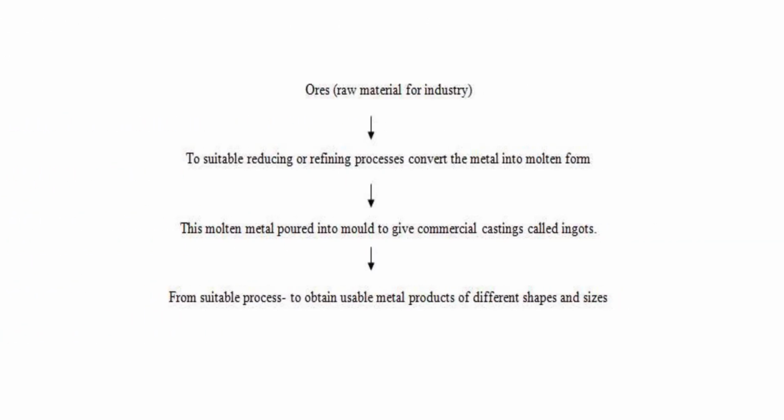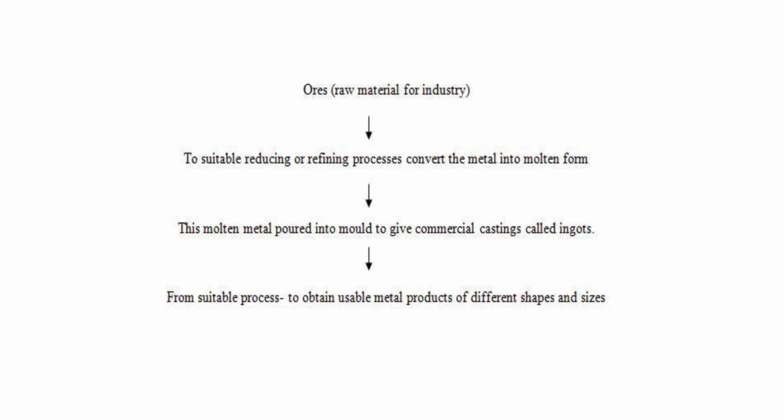Moving forward, let's understand the journey of a material. It often starts with ores, which are the raw materials for industry. These ores undergo suitable reducing or refining processes to convert the metal into a molten form. This molten metal is then poured into a mold to give commercial castings called ingots. Finally, through another suitable process, we obtain usable metal products of different shapes and sizes.